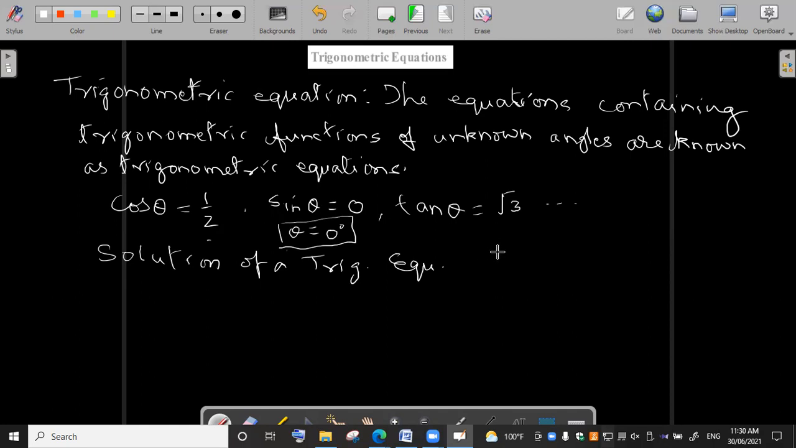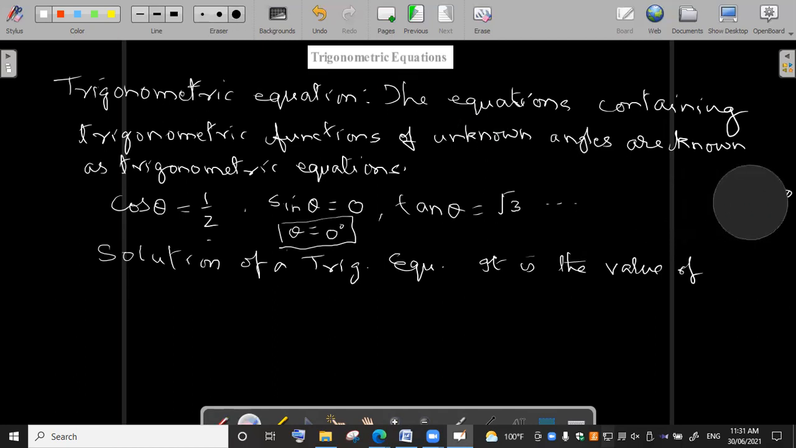A solution of a trigonometric equation is the value of theta, that angle. It is the value of the unknown angle. Solution is the value of, suppose you have been given 5x square plus 6x plus 1 is equal to 0. You have to solve and get the value of x. That is the solution of this equation.